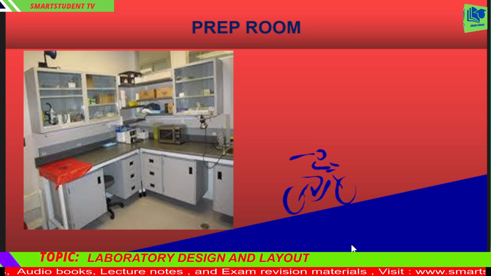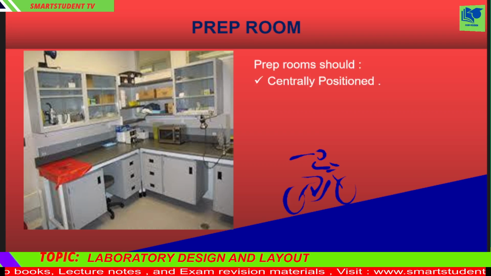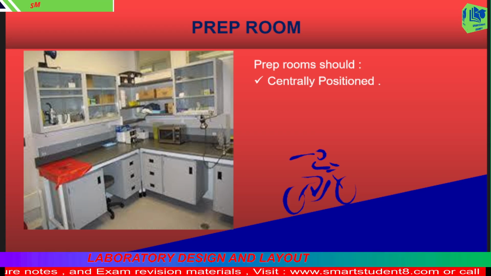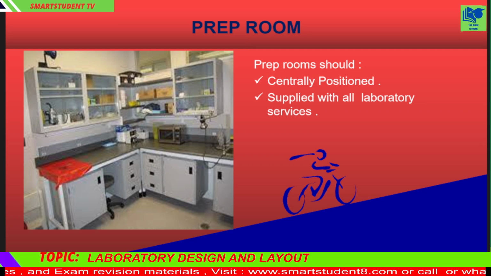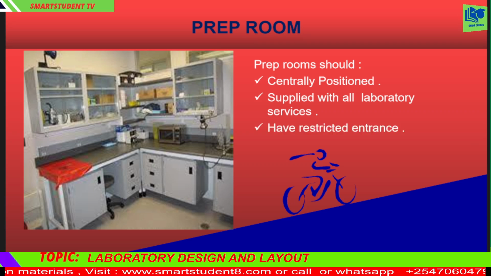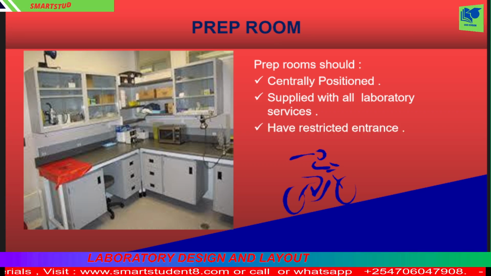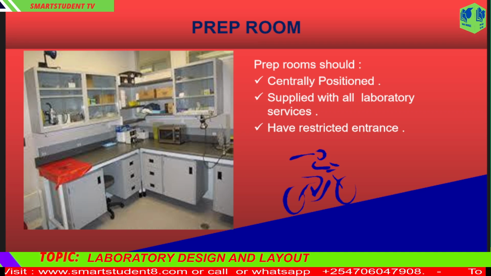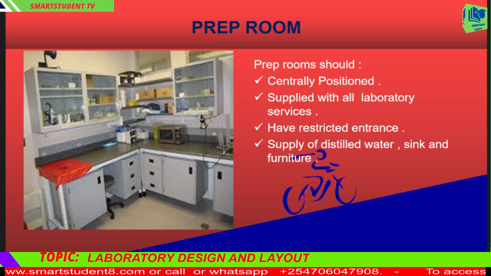Prep rooms should 1. Be located at a central place for easy access by the laboratory staff. 2. Be supplied with all main laboratory services, e.g. water, gas, electricity, and the fume chamber. 3. The entrance into a prep room should be restricted to those persons whose presence is absolutely necessary. 4. Have good supply of distilled water and at least one large sink and a dry working table with a cupboard, drawers, and shelves for storage of apparatus and reagents.